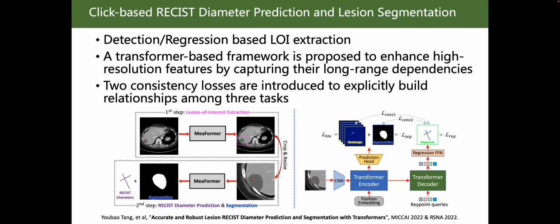At the second step, the results of the lesion segmentation and RECIST prediction are obtained based on the resized lesion of interest. The proposed transformer-based network is used at both steps, and the detailed structure of the transformer-based network is given on the right side.